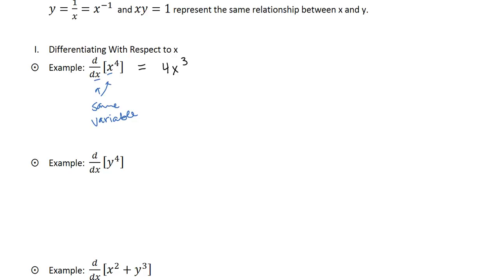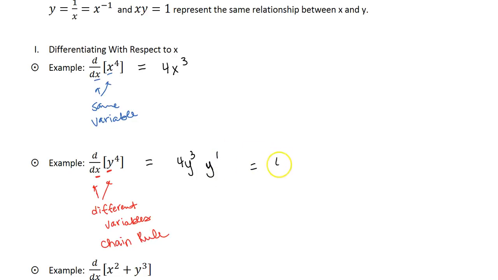Now, look at the next example. We've got an x and a y. So since these are different variables, we have to use the chain rule. So what that means is when I take the derivative, I'm going to have 4y cubed, because I take the derivative of y to the fourth, and then I multiply it by y prime, or if you want to make it a little bit more convenient for the work we're going to do, we're going to call that dy over dx. Remember, y prime and dy over dx mean the same exact thing.